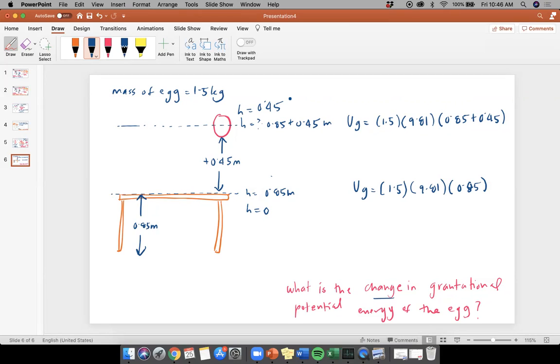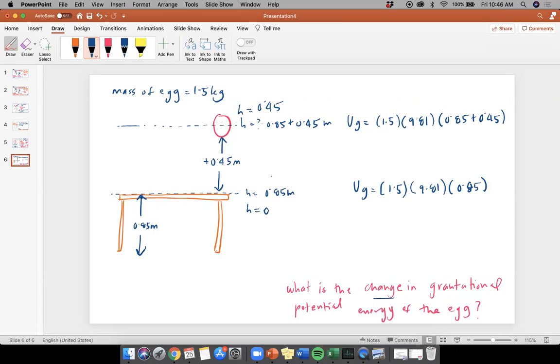Yes. Why would it be the same? Delta h is 0.45, because the change is 0.45. So the height of the table does not matter? Does it matter or not? No. No, okay.